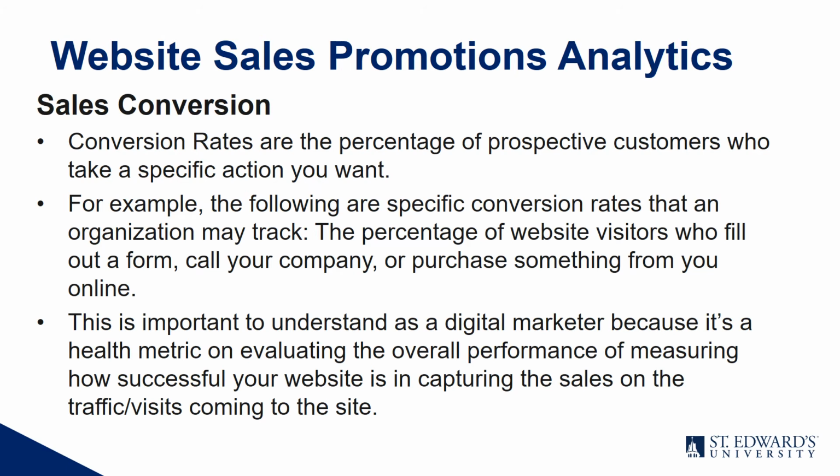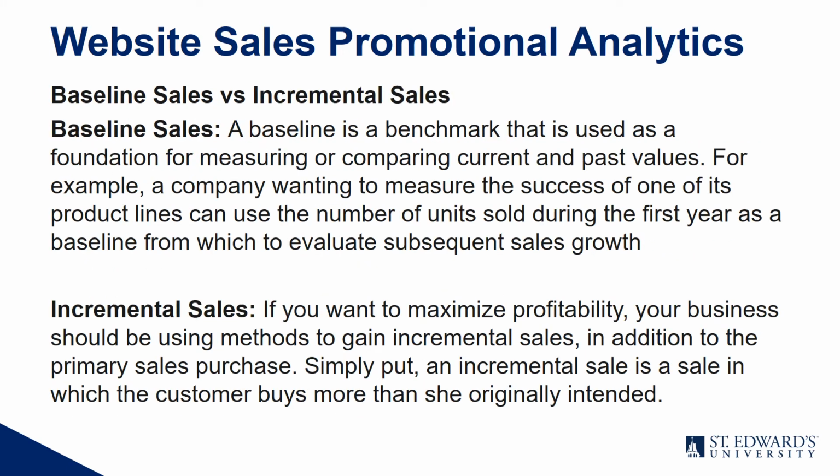The next is sales conversion. This is straightforward; we've talked about conversion before. Conversion rates are the percentage of prospective customers who take a specific action that you want. For example, these are specific conversion rates an organization may track: the percentage of website visitors who fill out a form, call your company, or purchase something. Conversion in sales is all about sales, but a conversion can be any other action you want them to take. This is important to understand as a digital marketer because it's a health metric for evaluating how successful your website is at capturing sales from the traffic visits coming to the website.